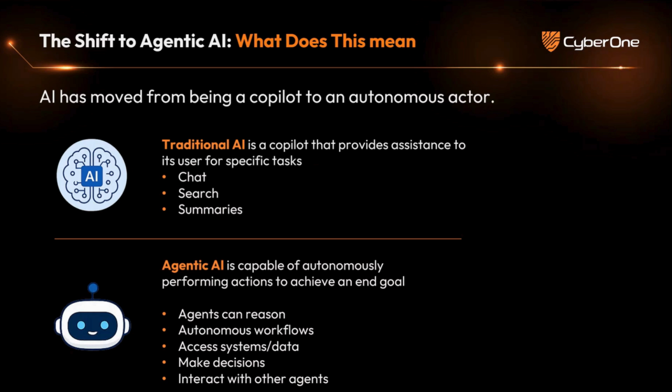It's less about producing an output and more about producing what we would call outcomes. So an agent can reason, it can think. Like I said, it has autonomy, it can perform workflows. Agents can also access systems and data, and that's one of the key risks that we'll learn about later. And of course, it can make decisions and interact with other agents.